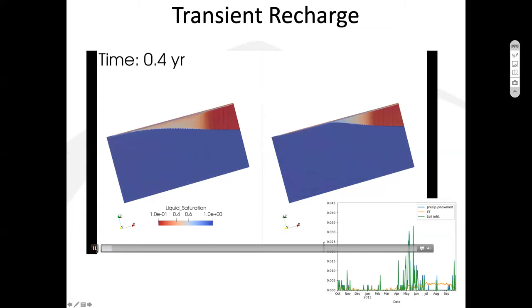And I'm going to pause it here right now. All right, so these simulations start on water years. And so snowmelt happens at roughly every 0.6 of a year. So here is a snowmelt event. All right, and you can see the saturation increasing in the soil above the bedrock. And then you can see the wetting front, or the increased saturated conditions, moving down into the bedrock.